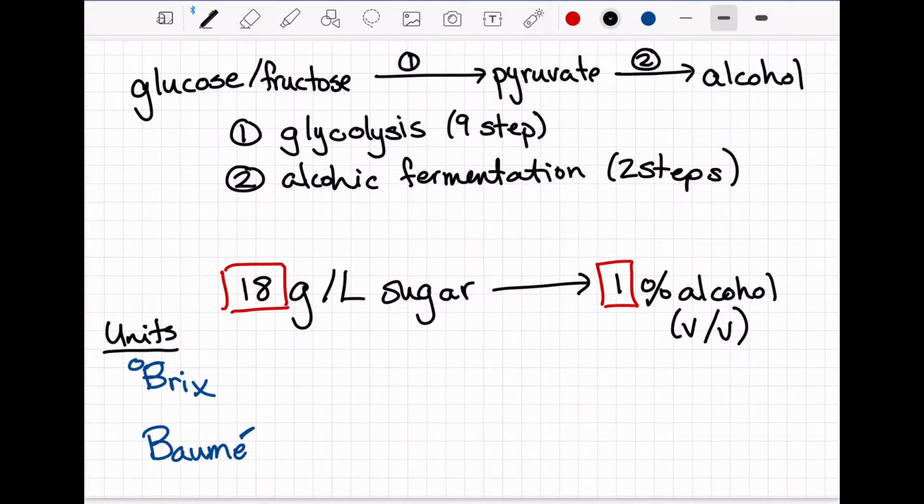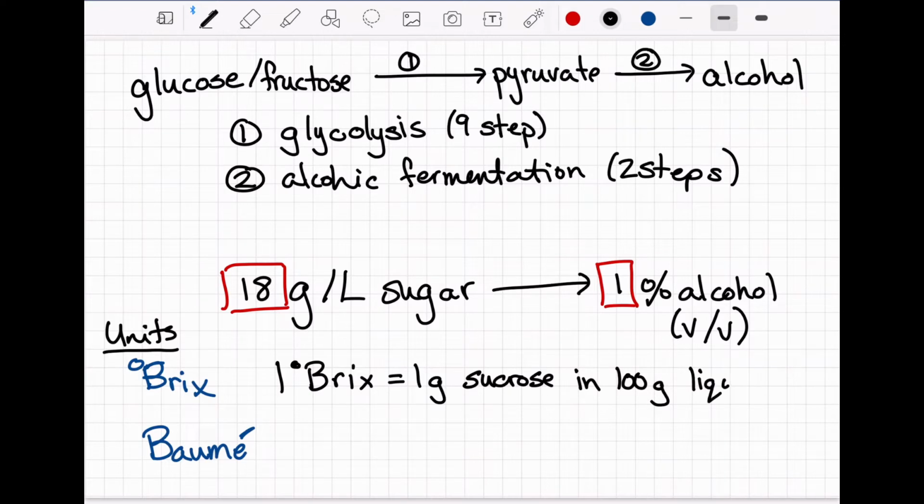So a couple of notes on units. Degrees Brix is typically the unit of sugar that we measure in our grape juice. And degrees Brix, just so that you understand how that relates to sugar, 1 degree Brix equals 1 gram of sucrose in 100 grams of liquid. Okay, that's the definition of a degree Brix.